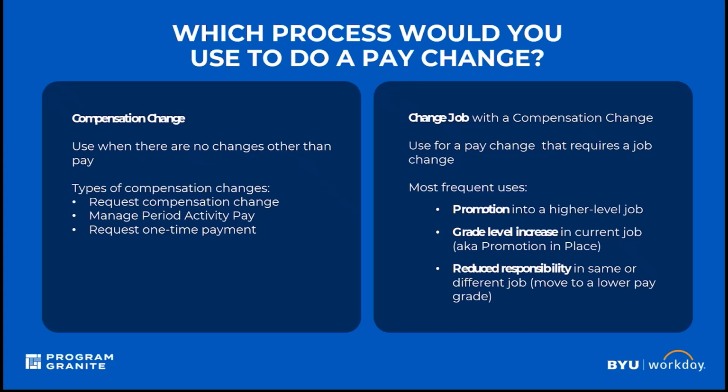Compensation changes in Workday, if you're just doing a compensation change, there are no other changes other than pay. You would either use request compensation change, manage period activity pay, or request a one-time payment. If you're doing something other to their job, so they're getting a promotion, there's a grade level increase, there's a reduction in responsibility that might result in the compensation change, those are all falling under the change job category. So if it's just a pay change, you use request comp, manage period activity pay, or request one-time payment.